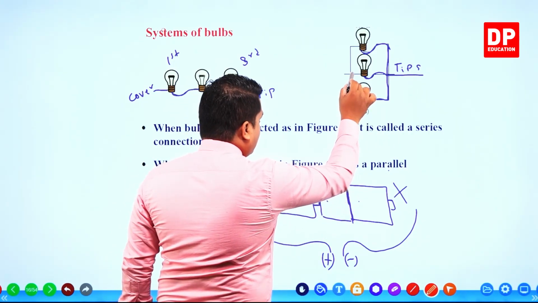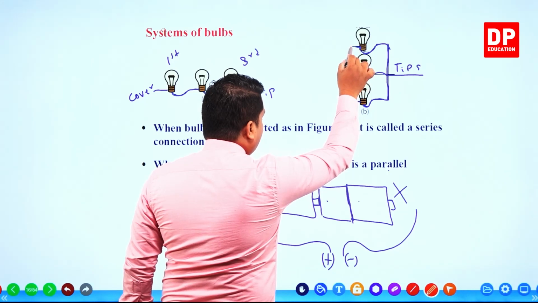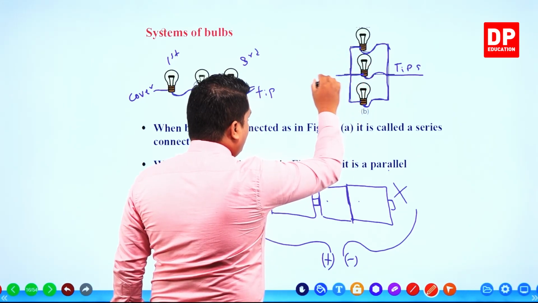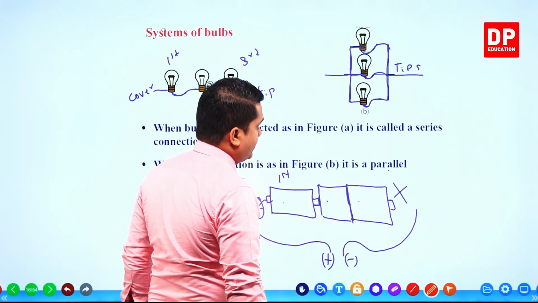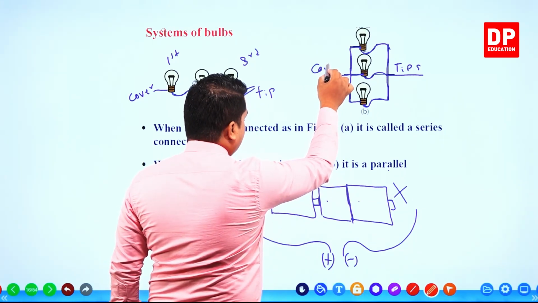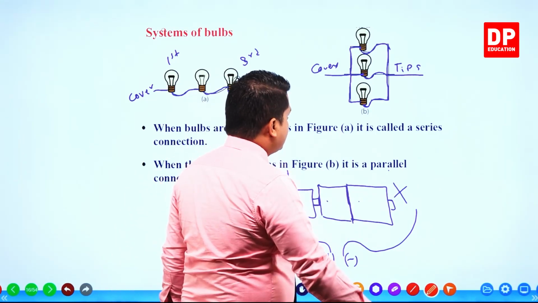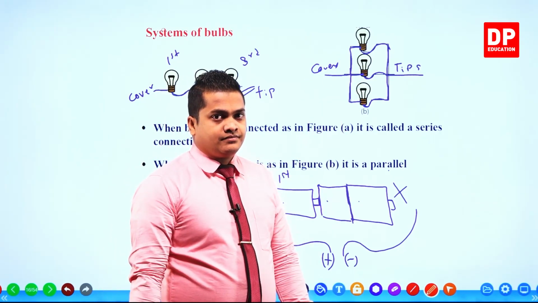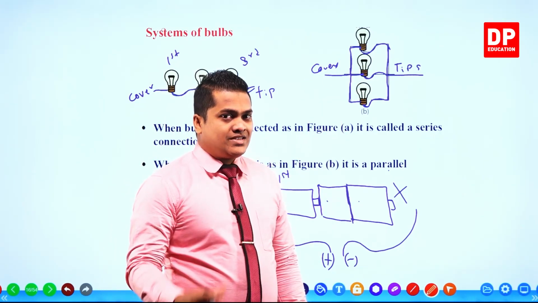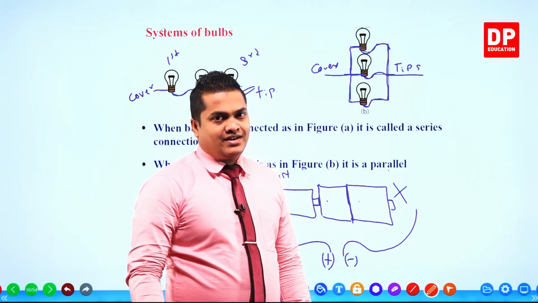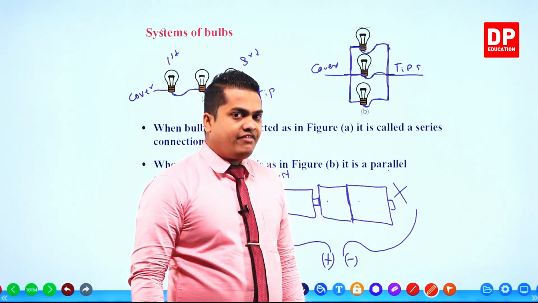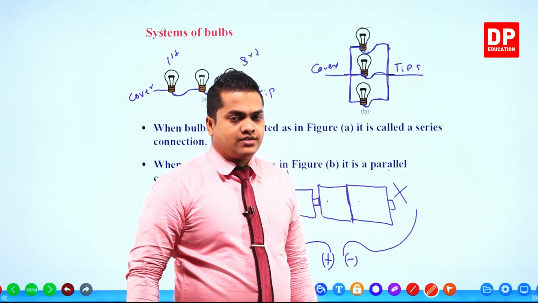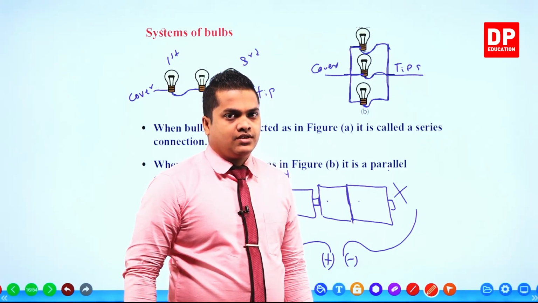This is the metallic cover, and this is once again the metallic cover. All metallic covers are connected together, and all covers are together with all tips at the other side. So the same terminals are interconnected with each other, and finally they are connected to the circuit or to the electric source.